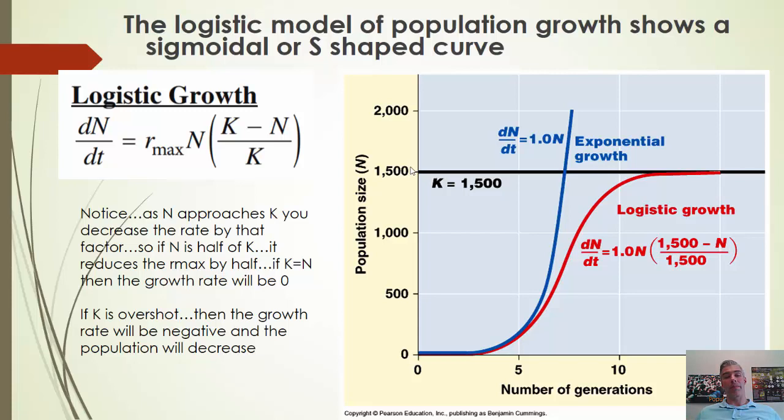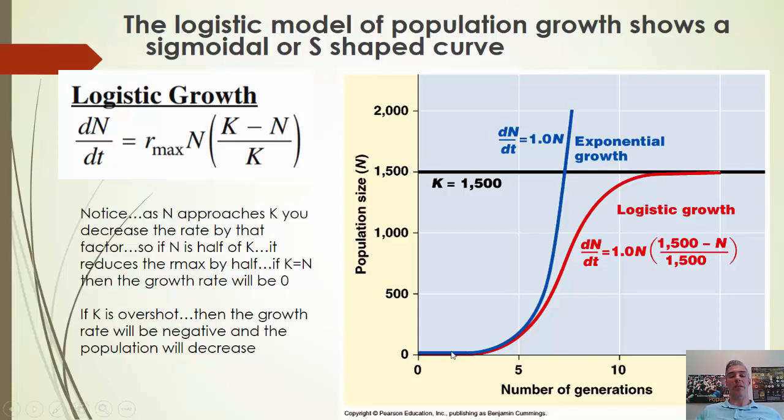So for example, if the initial population size is 1, and in this case the carrying capacity is 1,500, you plug in 1,500 minus 1 over 1,500. We're barely reducing it at all. It's going to be 1,499 divided by 1,500, which is essentially 1.